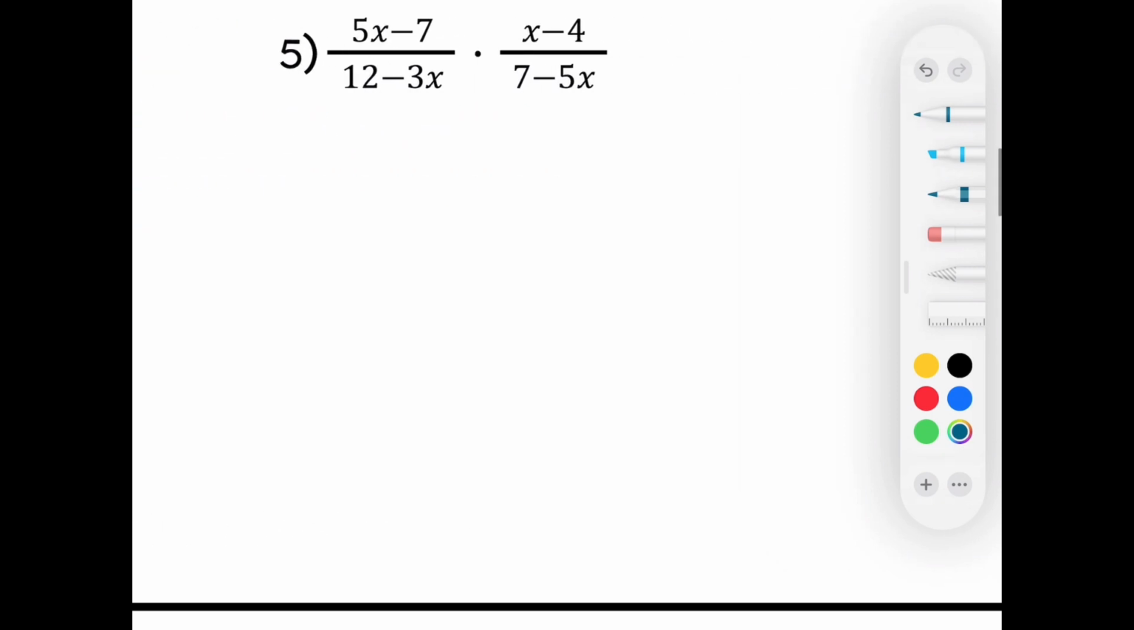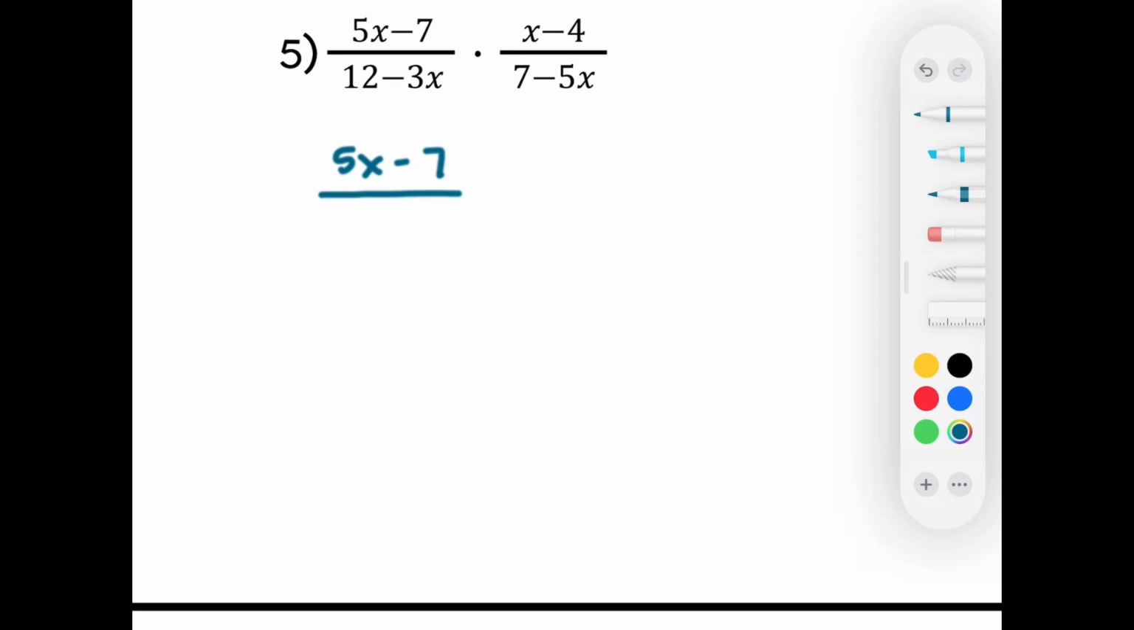So if we look at number 5, now we have factors, or groups, that we have to worry about. So this is where it's easier to cross cancel. We're not going to multiply anything yet. We're looking to see if we can factor everything and then see if there's anything that's a duplicate on the top and the bottom. So 5x minus 7, we can't do anything with, so I'm just going to leave it like that.